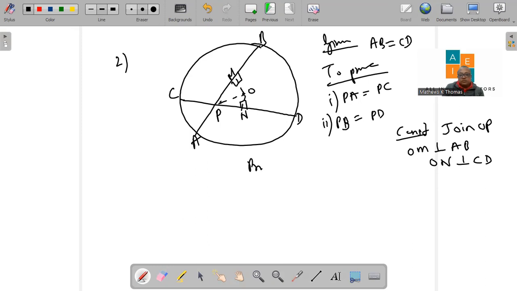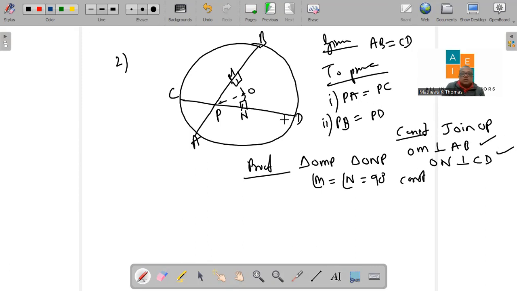Now we come to the proof of this. For proving this, first we are going to take the triangle OMP and triangle ONP and prove them congruent. You see, these are two small triangles here. We will prove them congruent. M and N are already 90 by construction. By construction, we have drawn perpendiculars. OM equal to ON. Why? Because just now we did the theorem that if chords AB and CD are equal, then the distances of the chords from the center are equal. Equal chords are equidistant from the center, right? So if chords AB and CD are equal, the distance OM equals ON by the theorem. Equal chords are equidistant.